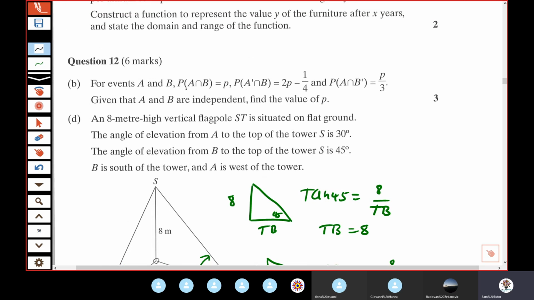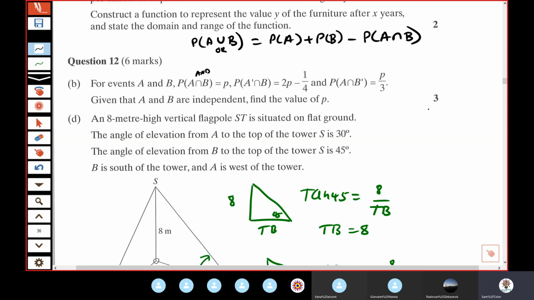For events A and B, what does this sign here mean? No, not or. It actually means and. So that's probability of A and B. The other one is a union, probability of A or B. That's an or. And just so you guys know, the formula that links the two: probability of A or B is equal to probability of A plus probability of B minus the probability of A and B.